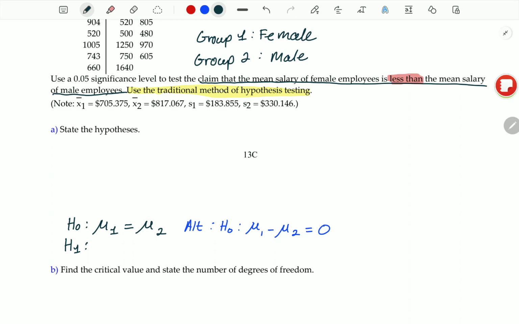Now, when it comes to the alternative hypothesis, we're trying to test the claim that the mean salary of female employees is less than the mean salary of male employees. So that is going to be mu1 is less than mu2. And that is the claim. An alternative way to write the alternative hypothesis is mu1 minus mu2 is less than 0.